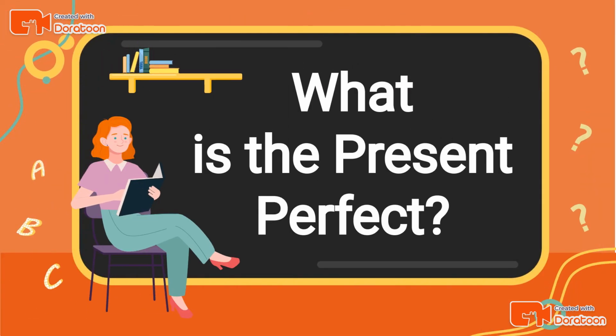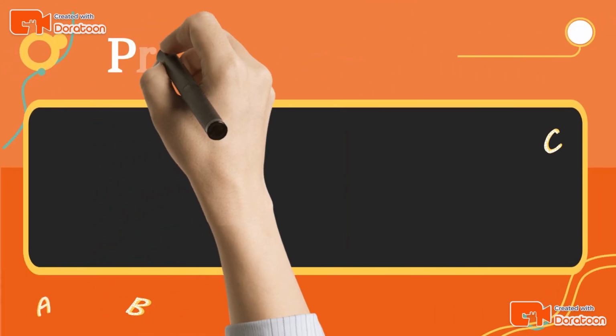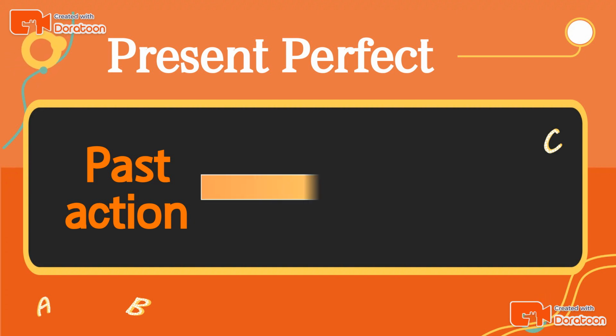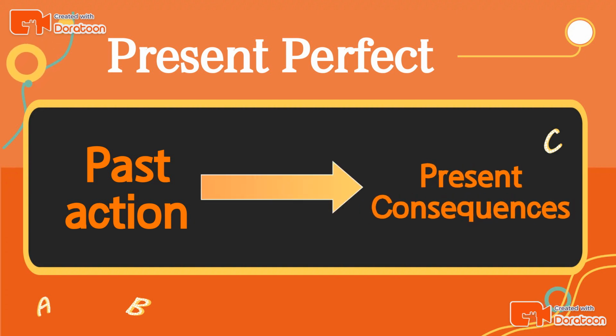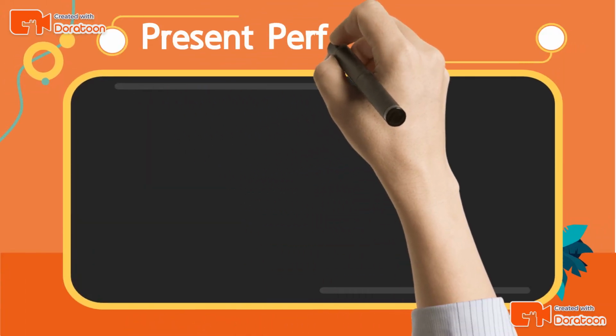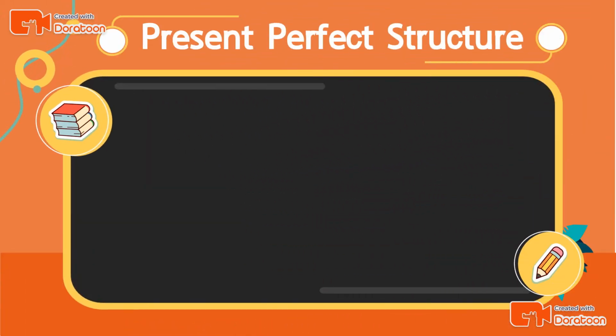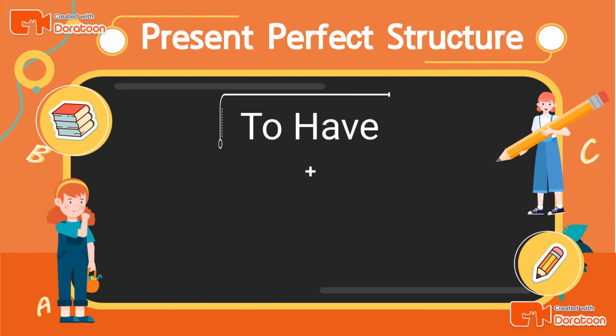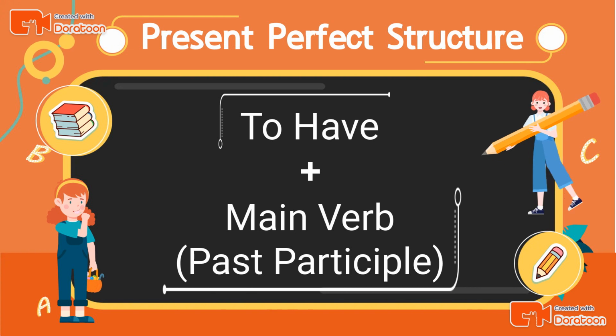To begin with, what is the present perfect? The present perfect is an English verb tense used to talk about a past action or event that continues or has consequences in the present. The present perfect structure is composed of two elements: the appropriate form of the auxiliary verb to have plus the past participle of the main verb.